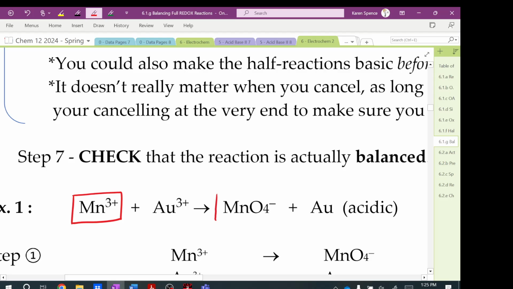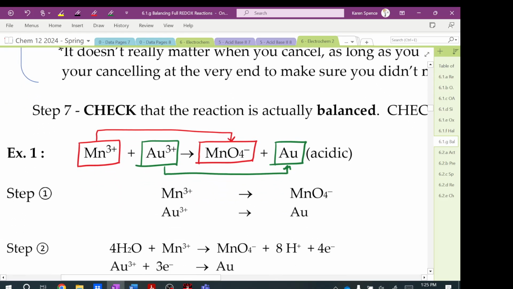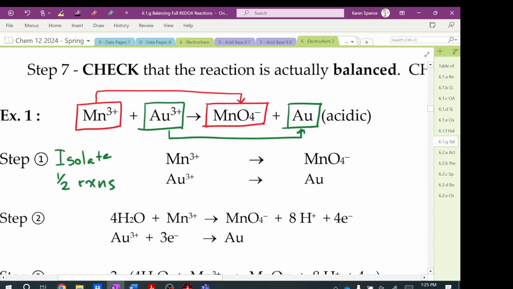Mn belongs with Mn, shockingly. So you just look for those major atoms, okay? So you say Mn belongs with Mn. Au belongs with Au. So we're isolating the half reactions. Okay, so we've got those two written separately.